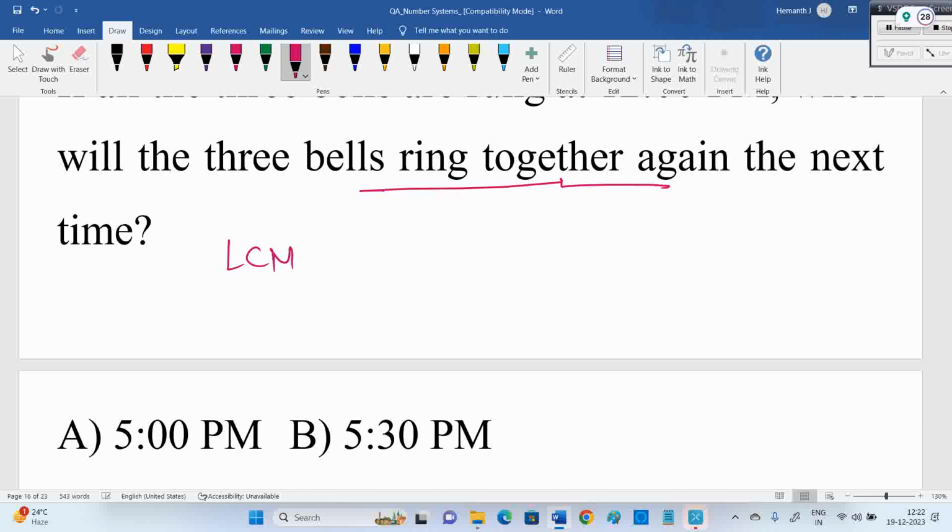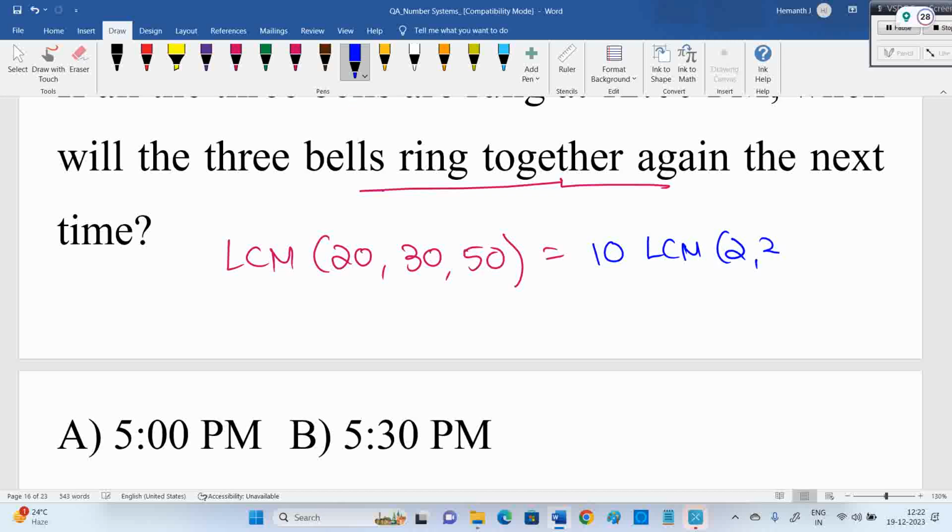LCM for 20, 30 and 50. Now here also, to save your time, which number is common in all of 20, 30, 50? 10 is common, right? Pull the 10 out. LCM of 2, 3, 5 is sufficient. 10 into LCM of 2, 3, 5. This is a bit easy now. Instead of writing everything as prime number powers, that's a waste of time. If 10 is common in all, take the 10 out, then take LCM for 2, 3, 5.